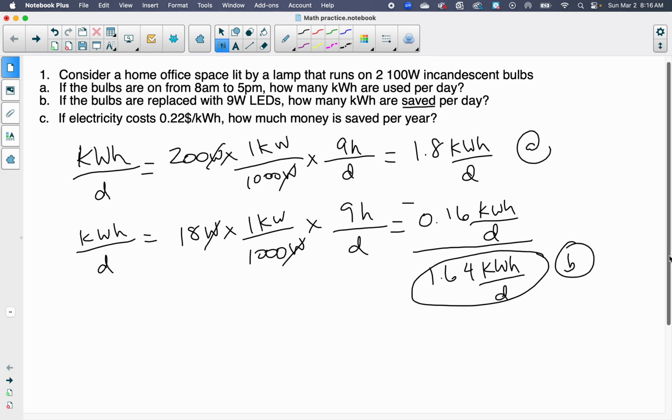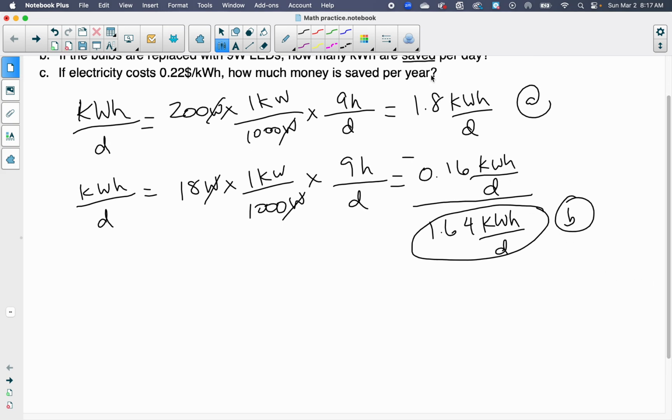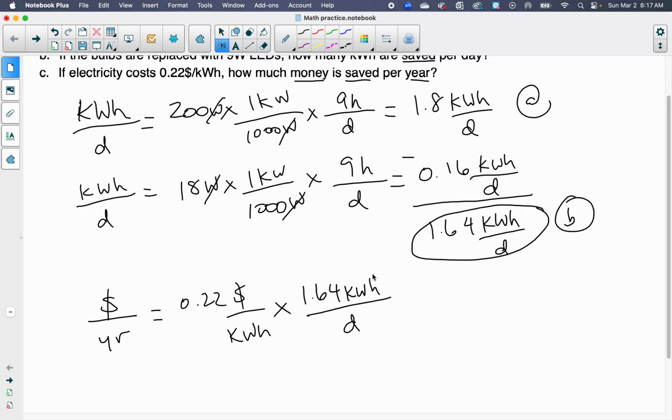Part C wants me to turn it into money. How much money is saved per year? Dollars. Okay, so I want to know about dollars per year, and I'm going to be working with this thing here, 0.22 dollars per kilowatt hour. I've got the dollars, but I've got to get rid of these kilowatt hours. 1.64 kilowatt hours per day, which is great.